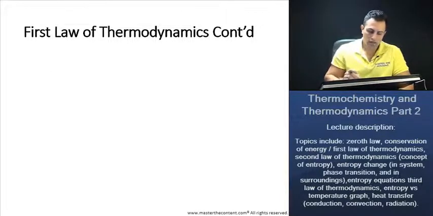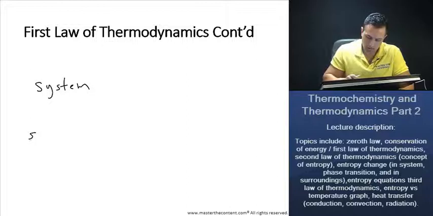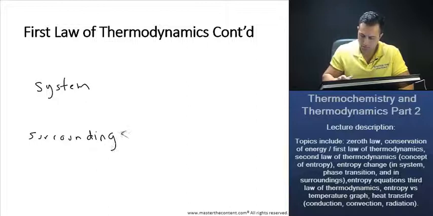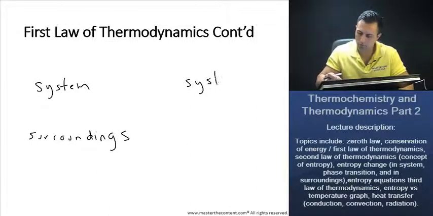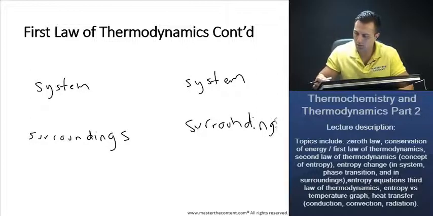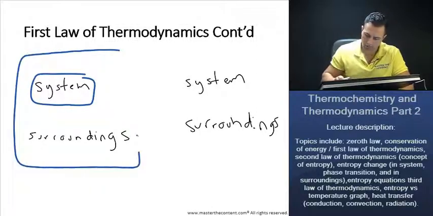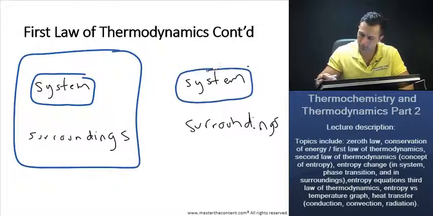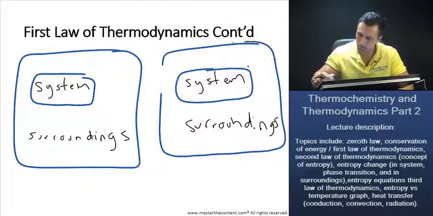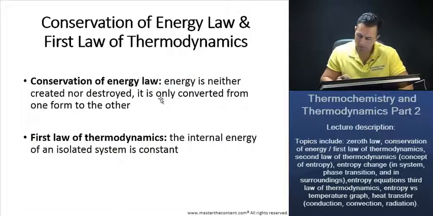Okay, great. So say we have our system here, and we'll just put some surroundings down here. Actually, let me write system here one more time, so it'll make sense in just a second. Here's our system, and this is our surroundings. System and surroundings. We just said that the internal energy of an isolated system is constant.